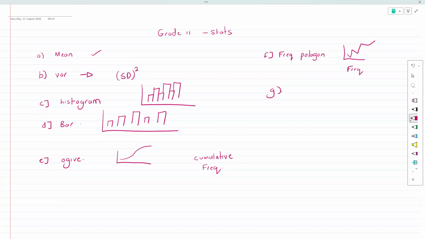Next is, what does the word symmetric mean? The word symmetric in data handling means, let's say the graph for the first half of the graph mirrors the graph for the second half. So we could have something like that, and then we could have something like that. If you can see, I can cut this directly in half, and these two mirror each other.